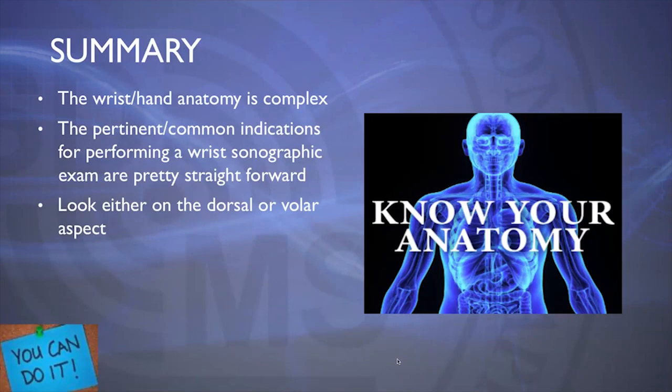So in summary, the wrist and hand anatomy is complex, but the pertinent and common indications for performing a wrist sonographic exam are pretty straightforward. You mainly have to look on either the dorsal or volar aspects depending on your patient's symptoms and also depending on your institution's protocol. But if you can compartmentalize the wrist into dorsal and ventral aspects, that can hopefully make things a little bit easier in trying to understand and really almost memorize some of that anatomy too.